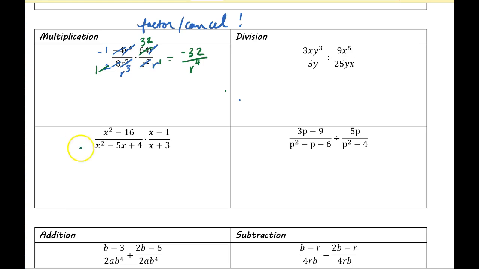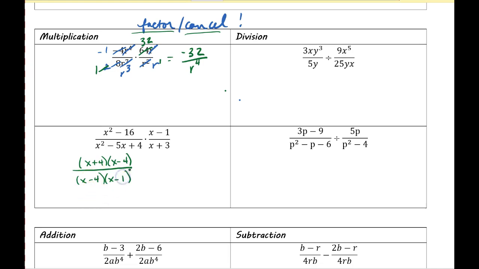Okay, let's do this other multiplication problem below. Now, notice I put factor, then cancel. So my first step would be to factor everything I can. So like in this numerator, I notice that that is x plus 4 times x minus 4, just a difference of squares, over, now I'm going to factor this denominator. So let's think about that. What two numbers multiply to make 4, but then add together to make a -5?